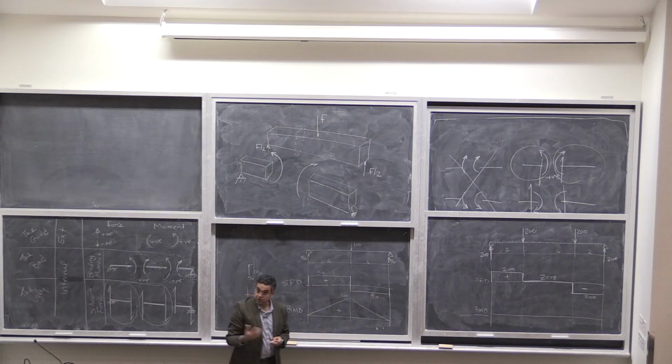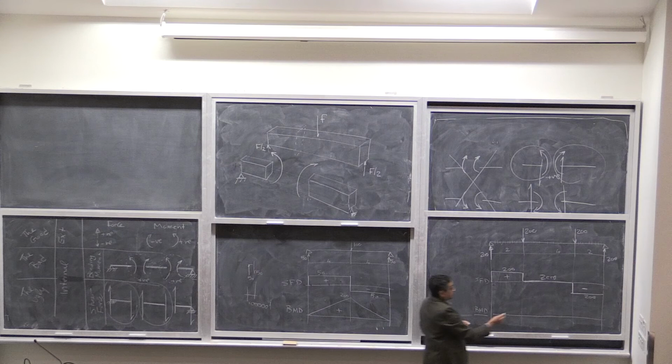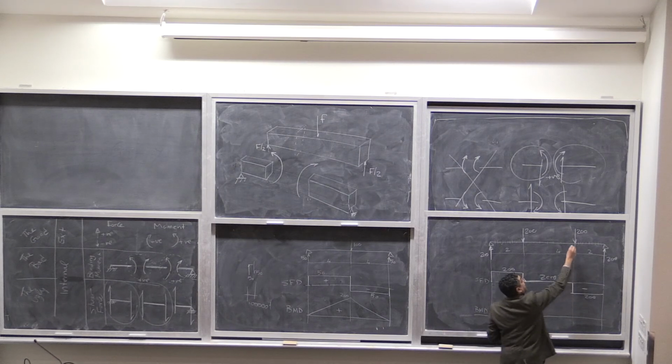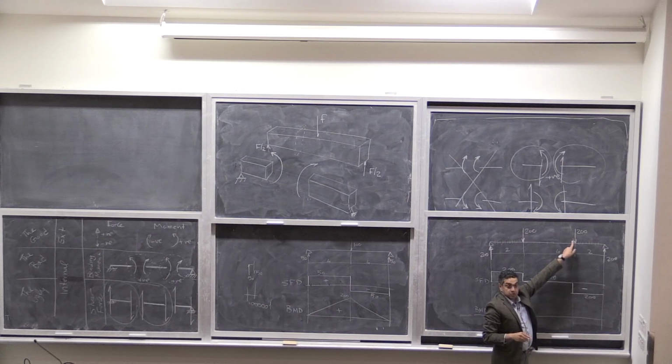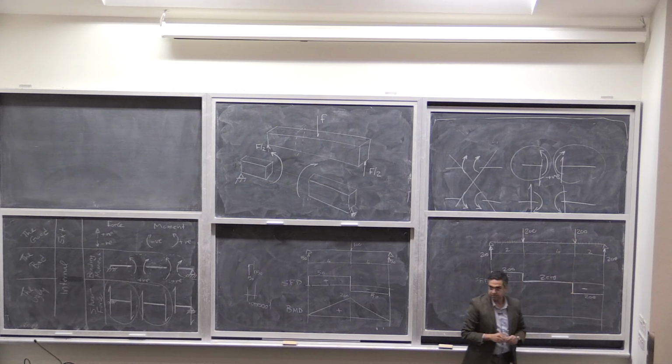And why does it go to 0? It used to be negative 200. And then as I crossed here, I got a 200 from the right going down. That's positive. So the 200 negative and the 200 positive got me to 0.